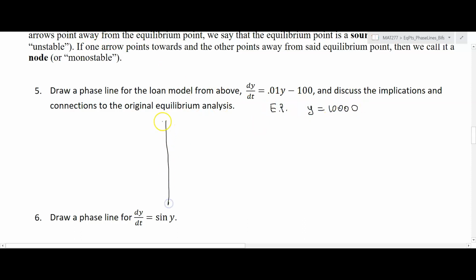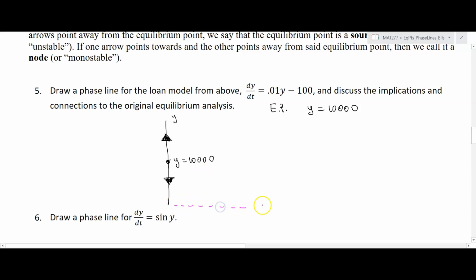Now all we'll do is look at this as the y-axis. We said y equals 10,000 is that equilibrium point. If your balance started higher than 10,000, then your balance would continue to increase because you're not paying enough to even take care of the interest charge. But if you take out a loan less than $10,000, it will decay and eventually you'll pay it off. It'll become 0.